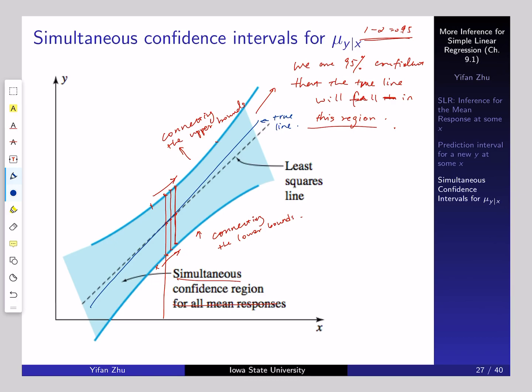We are 95% confident that the true line, the whole line, will be covered by this confidence region. But you don't know whether this true line will be covered in the confidence region or not. You're only 95% confident that this is true.